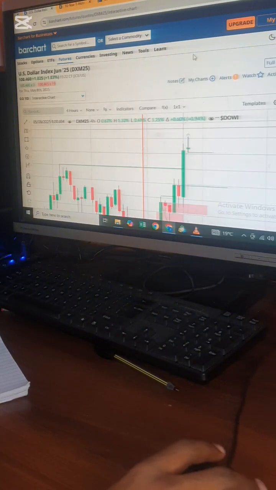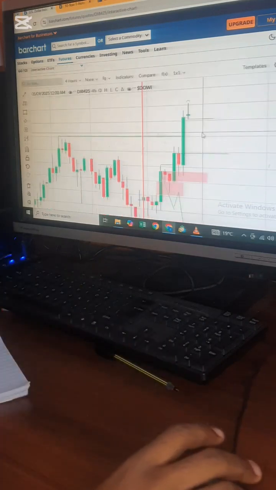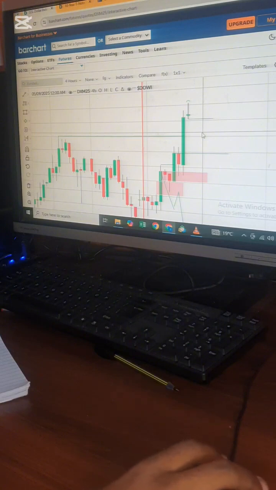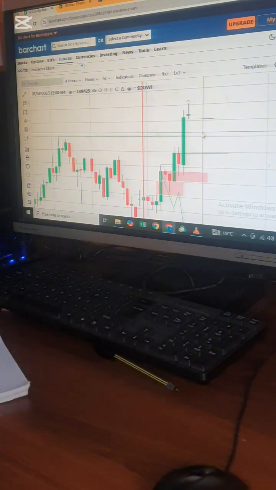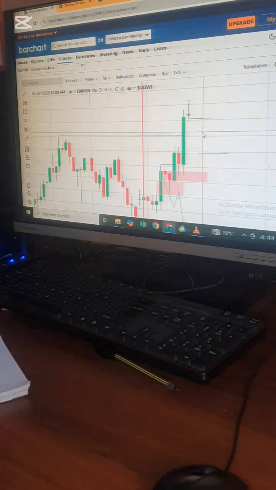This one is the opposite of the USD. As you can see from here, I think you know correlation. If the USD is going up, the dollar index, that is the USD currency on itself in the futures, will go down. And if the USD is going down, the dollar index will go up. So it's like an inverse correlation. They're going opposite each other.